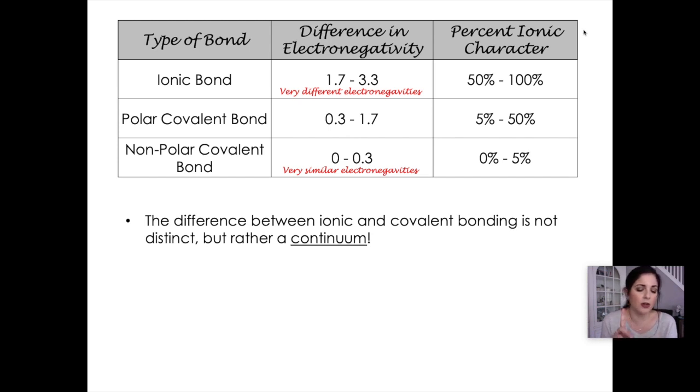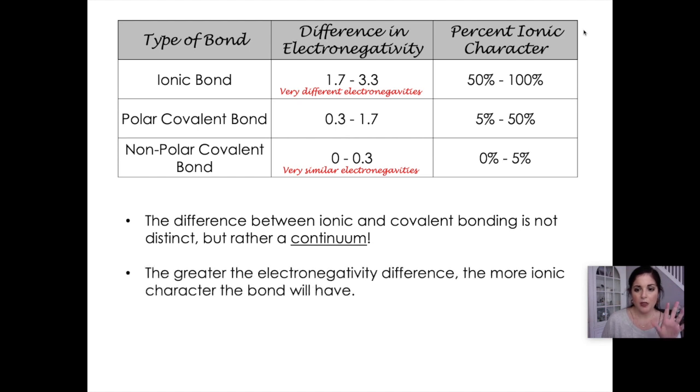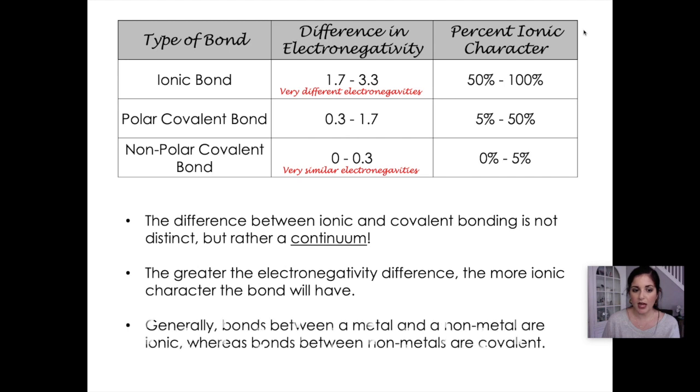So ionic, or metals and nonmetals, is always ionic because their electronegativities are different. Nonmetals is always going to be covalent bonds. The greater the electronegativity difference, the more ionic character a bond will have. And generally, bonds between a metal and a nonmetal are ionic, whereas bonds between nonmetals are covalent, which we just talked about.